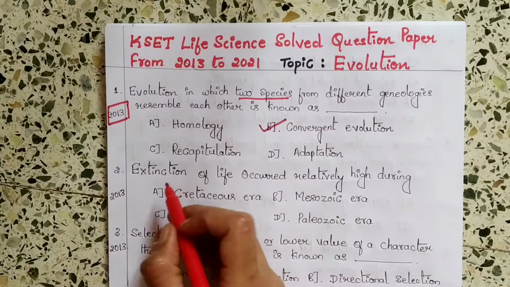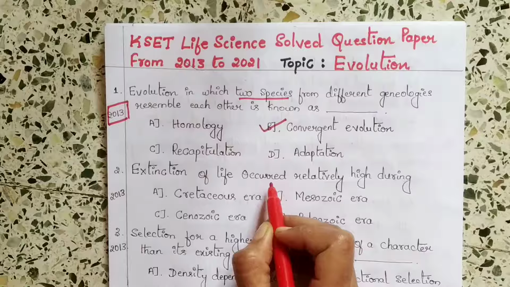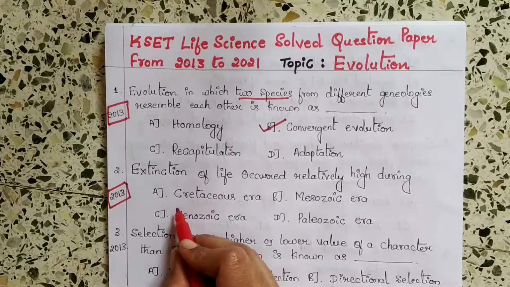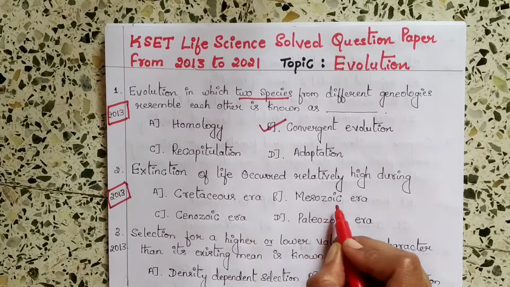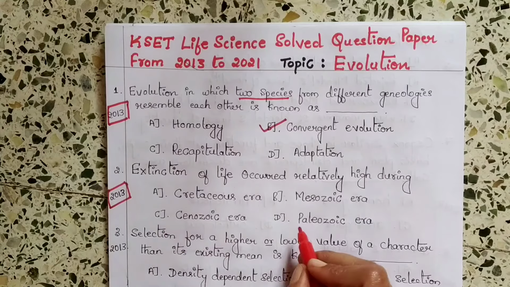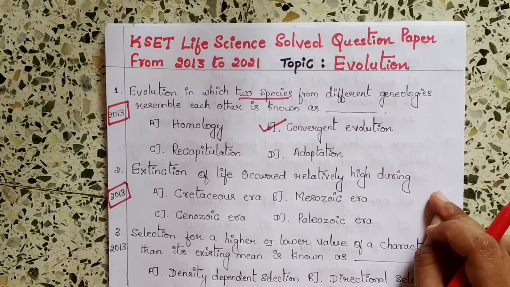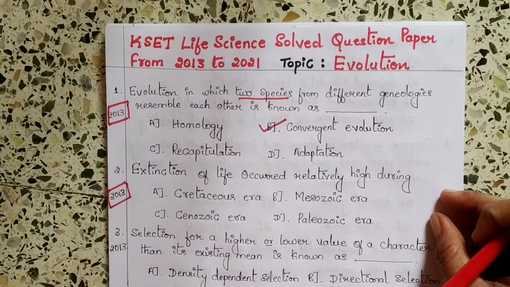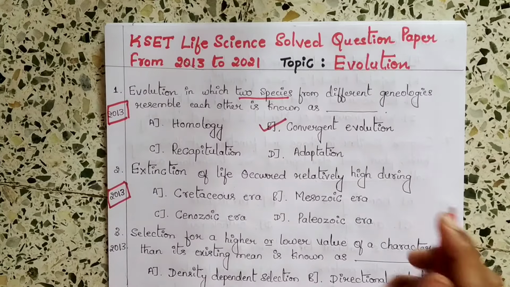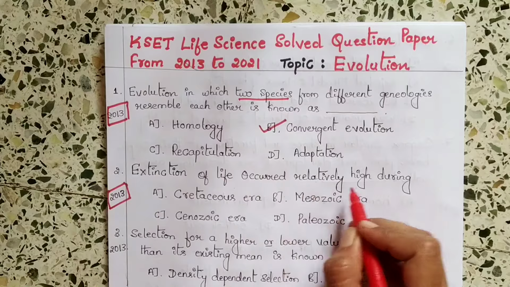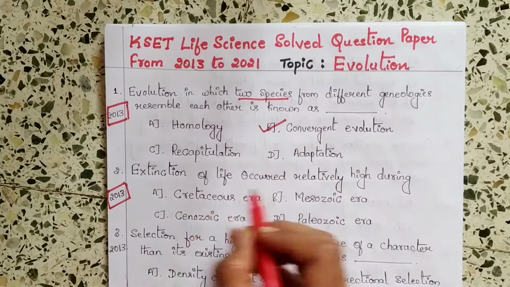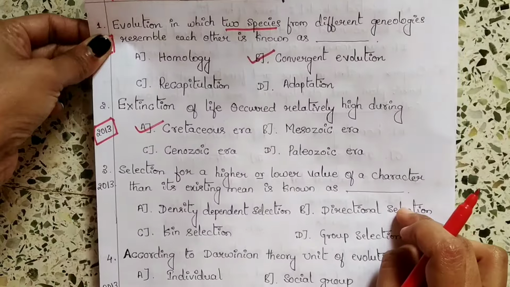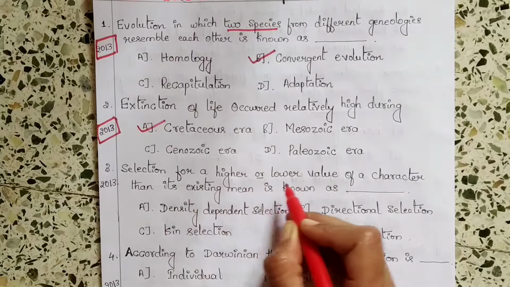Let us move on to the next question, which was asked in the year 2013. Extinction of life occurred relatively high during: the first option is Cretaceous era, second option is Mesozoic era, third option is Cenozoic era, fourth option is Paleozoic era. This question is basically something you have to remember. It is not concept based, but if you read the content you have to remember it. The correct answer is A, that is, during the Cretaceous era.